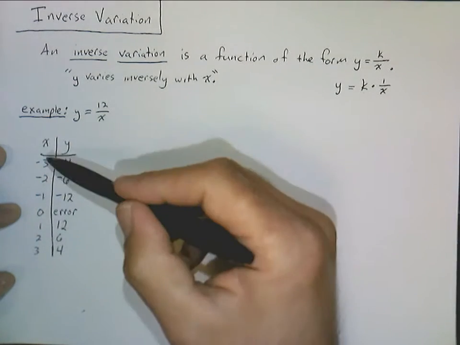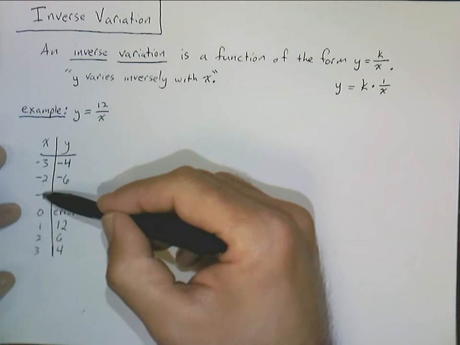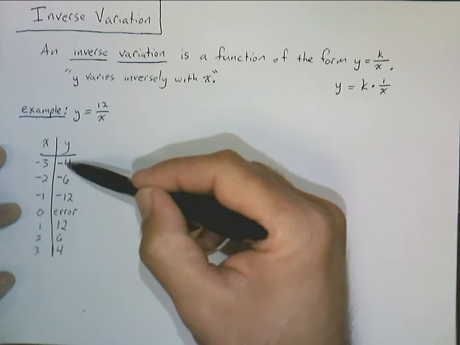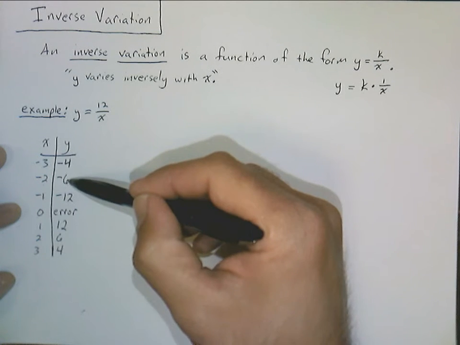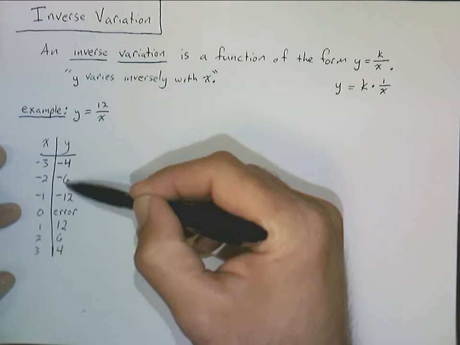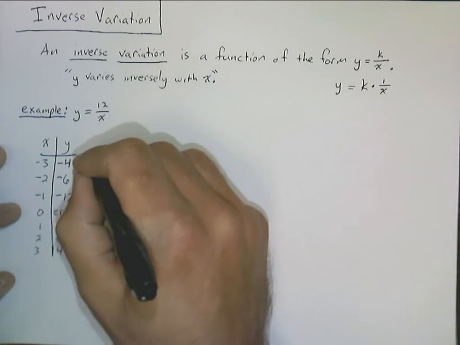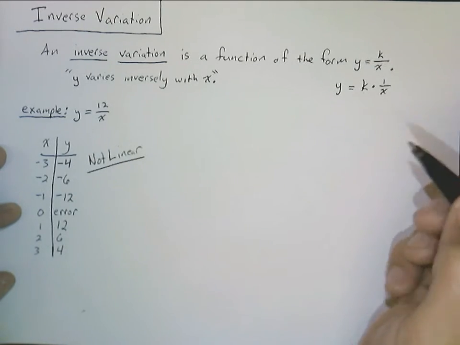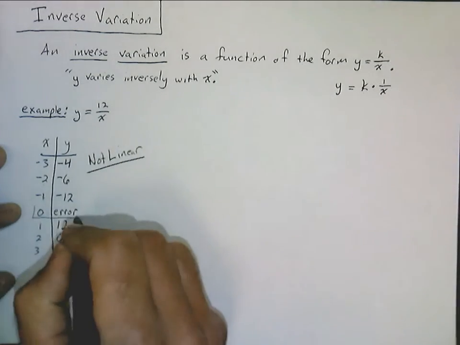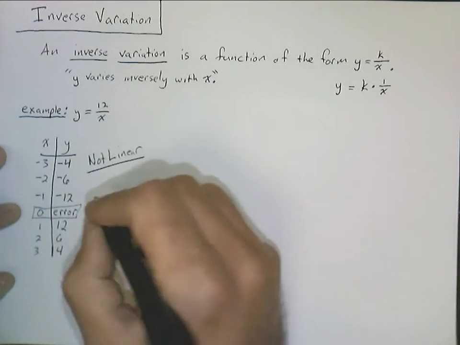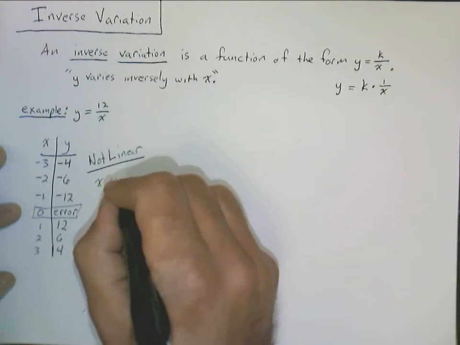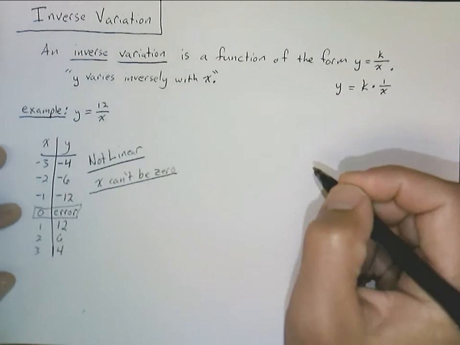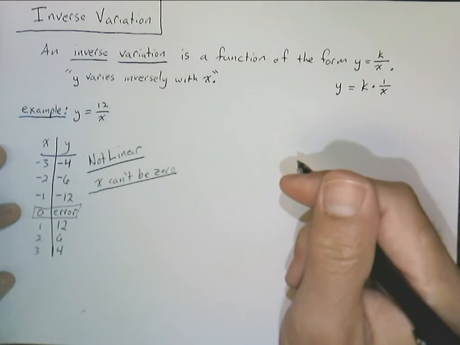And so we might notice here that as our x's are going up by 1 each time, here y is going up, or excuse me, going down by 2, and then down by 6. Oops, so this thing is most definitely not linear. And we notice here also with this point, well, it's not even a point really, is that x can't be 0. So this is definitely a little bit different from what we've looked at before.